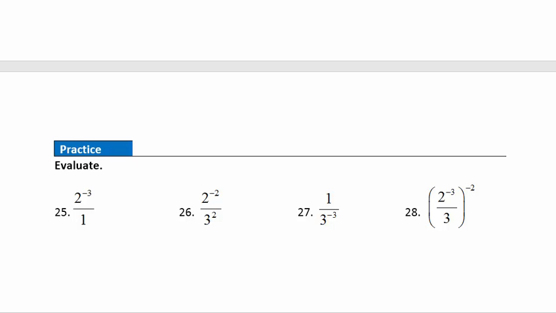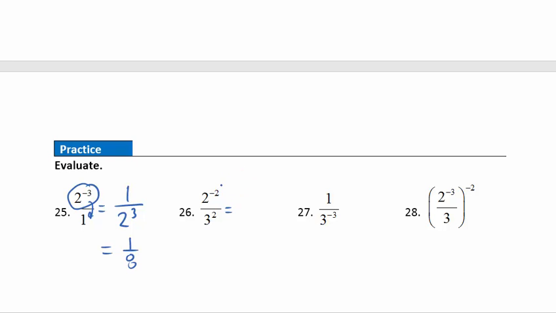Okay, question 25. Well, to get rid of this negative exponent, we're going to take this guy and bring it down to the denominator. So this will be 1 over 2 to the third power. I think we've done 2 to the third power plenty of times there. That's just going to give us 8. So that'll be 1/8.